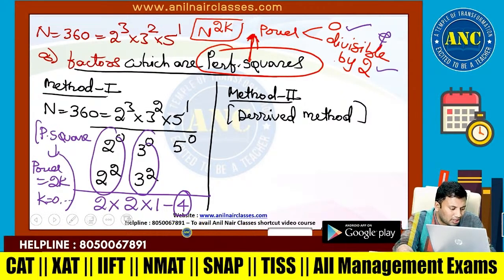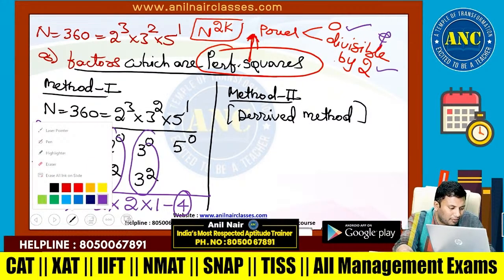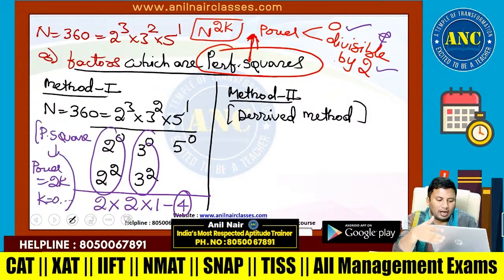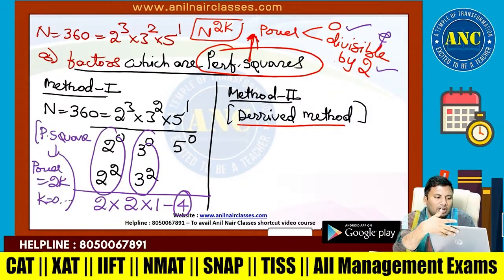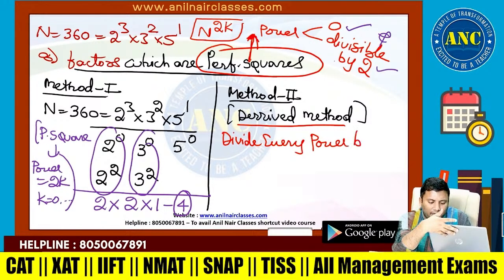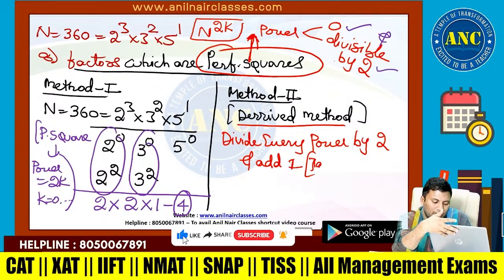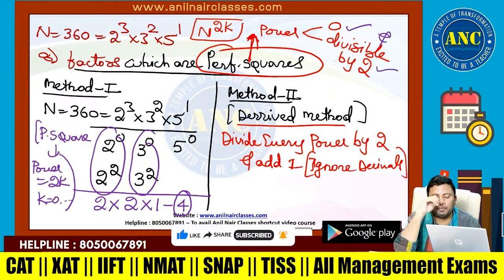Now, method 2. For larger powers, this method 2 will help. It is a derived method. What is this derived method? Divide every power by 2 and add 1. Ignore decimals.